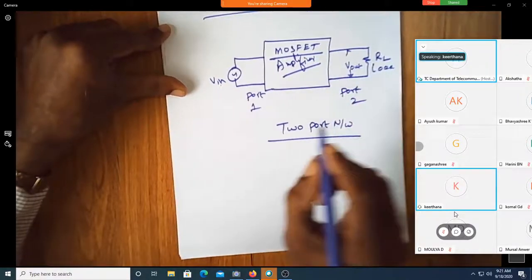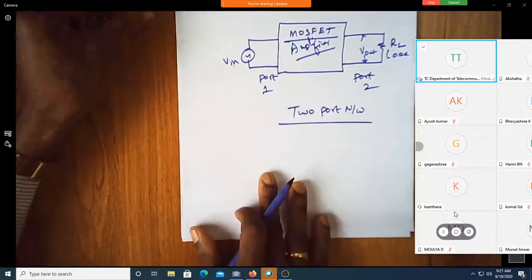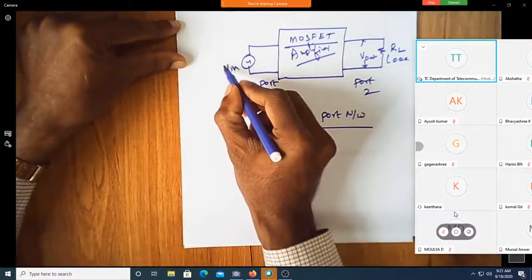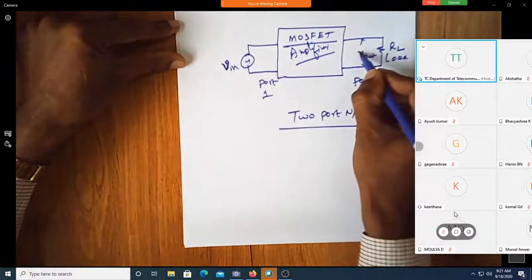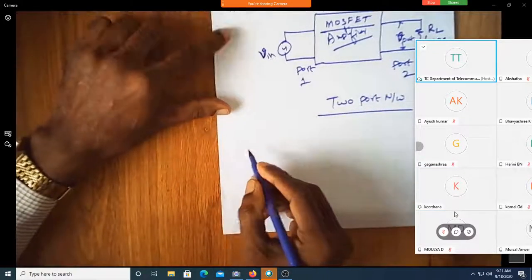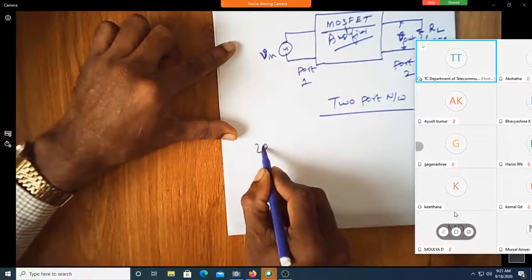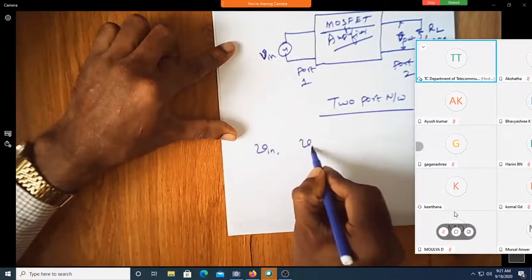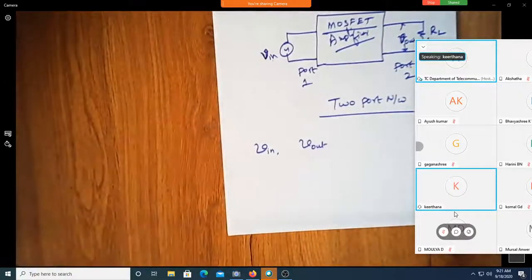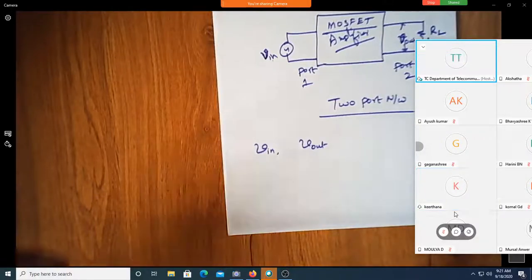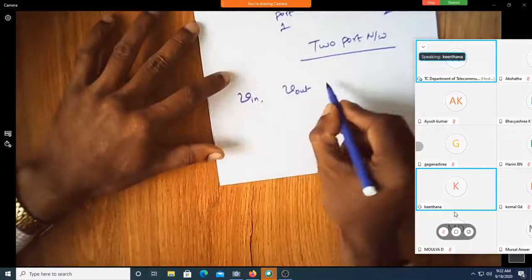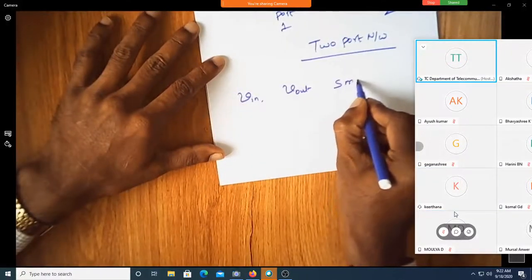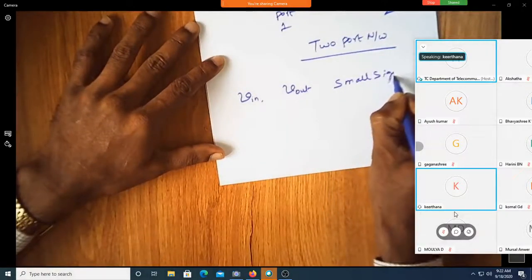Let me also specify something over here. Instead of simply writing V in, we write it as small v in and small v out. Kirtana, can you make out? I'm writing it as small v in and small v out. Yes, sir. There is a specific reason why we write small v in and small v out. We always call these small signal amplifiers. See here, this is a small signal amplifier.